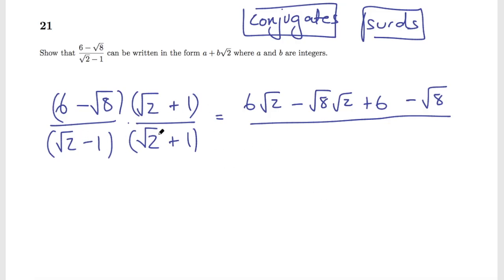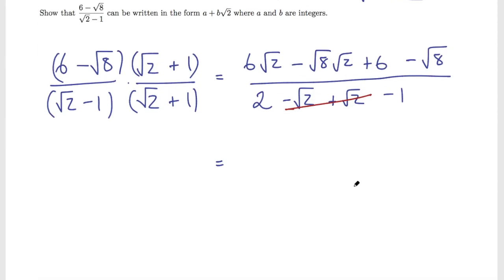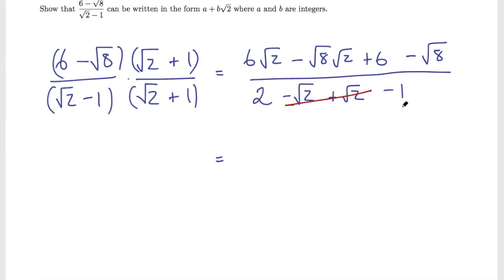The square root of 2 times the square root of 2 becomes just 2. And then what we end up with is minus root 2 plus root 2, and then minus 1. So you can see the whole purpose of multiplying by the conjugate is to get rid of this square root, because we get a minus root 2 and a plus root 2 and they cancel out. So then we're left with 2 minus 1 on the bottom line, which is just 1. So effectively we can cancel out that whole bottom line and focus on this top line here.